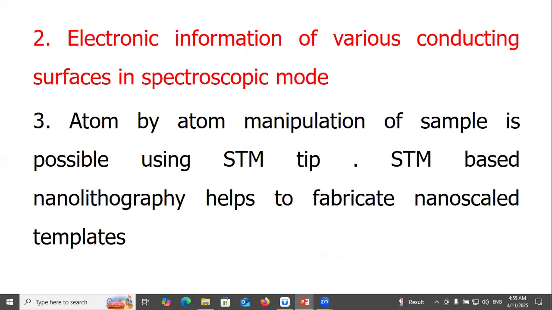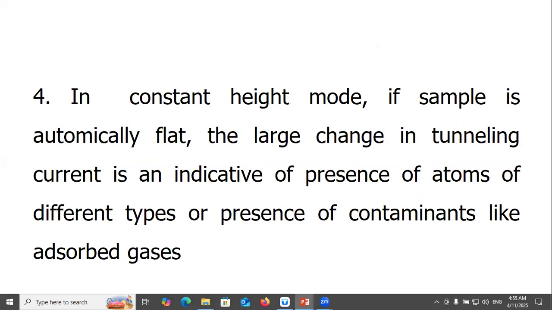Atom by atom manipulation of a sample is possible using the STM tip. Scanning tunneling microscope based nanolithography helps to fabricate nanoscale templates. In constant height mode, if the sample is atomically flat, a large change in the tunneling current is indicative of the presence of atoms of different types or the presence of contaminants like adsorbed gases.